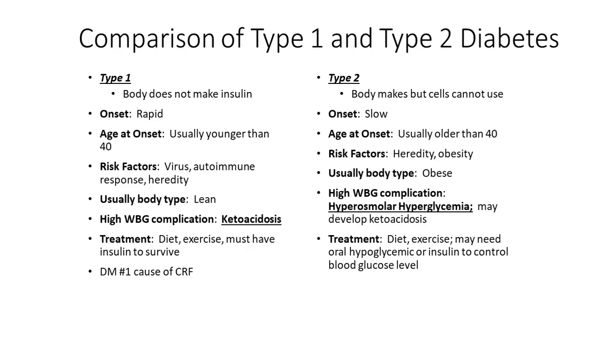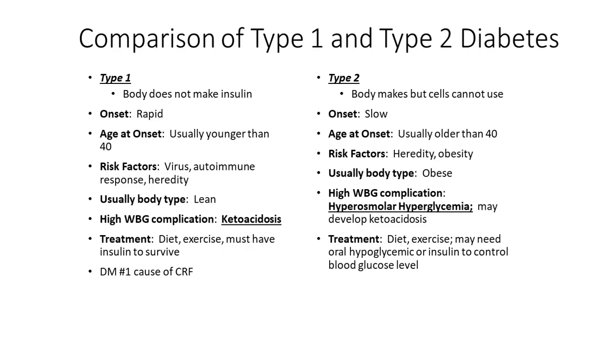Type 1 is more at risk for something called ketoacidosis. Treatment for these guys: diet, exercise, and they're insulin dependent. Diabetes in type 1 is a huge, huge cause for chronic renal failure.